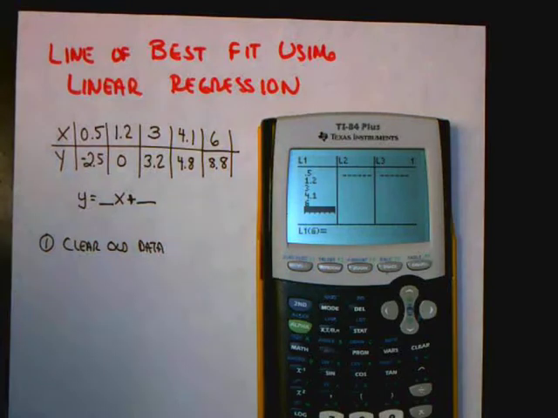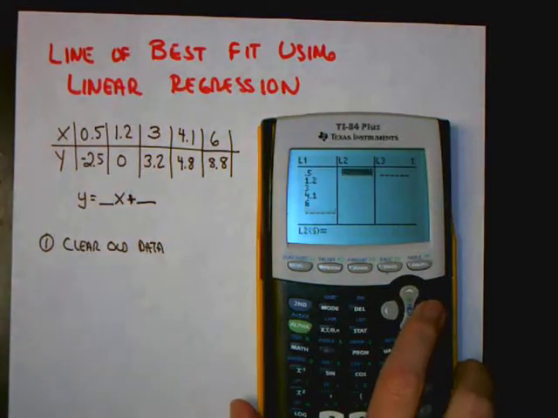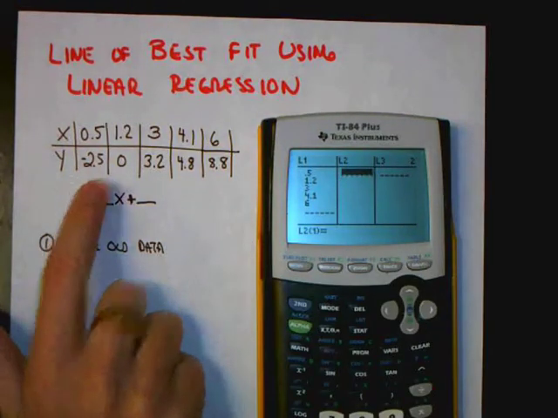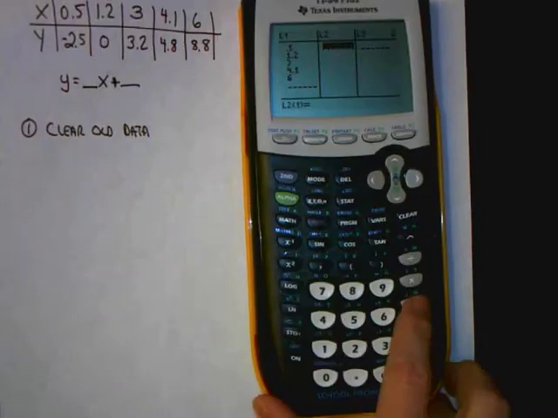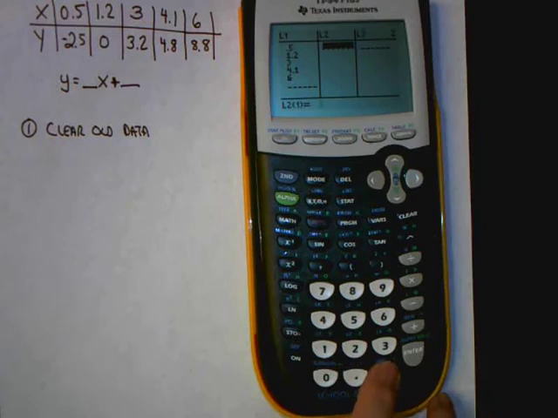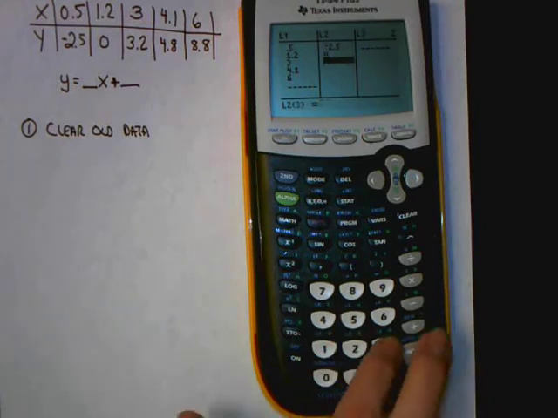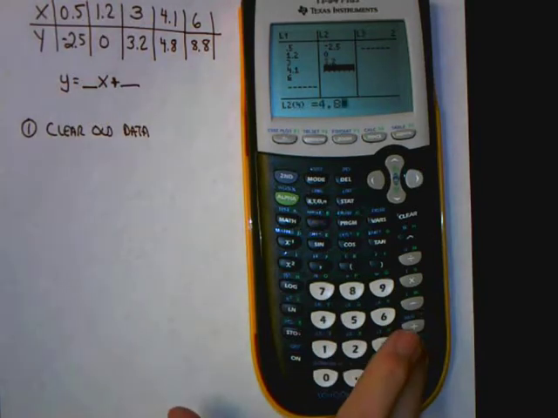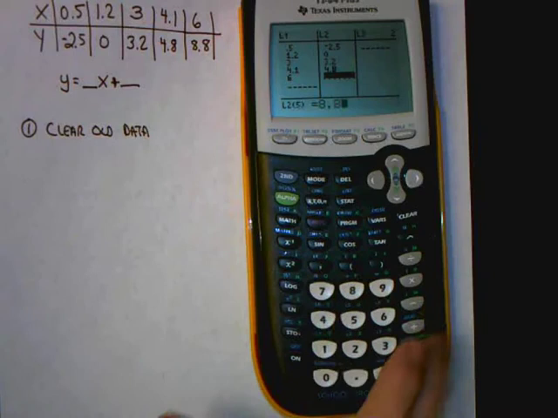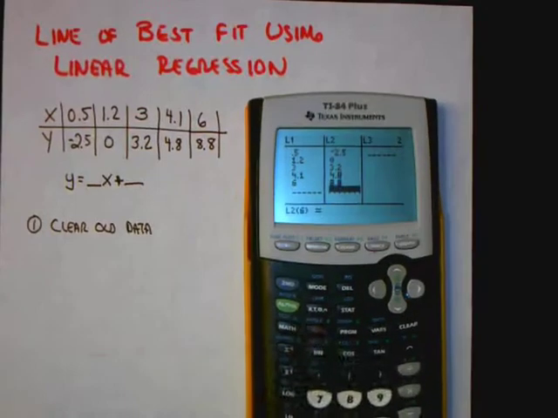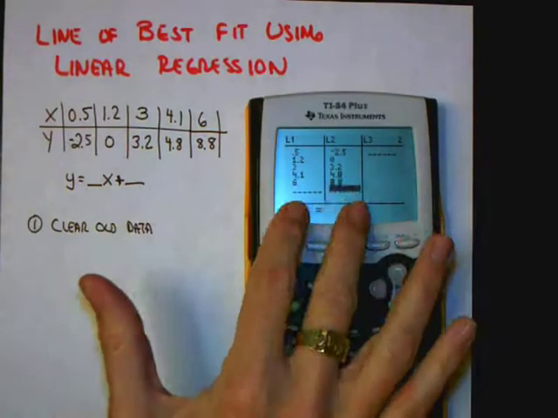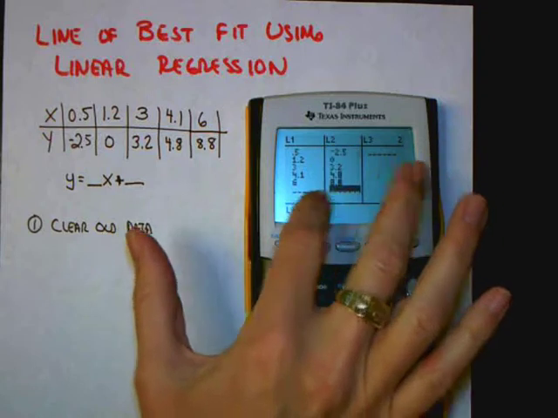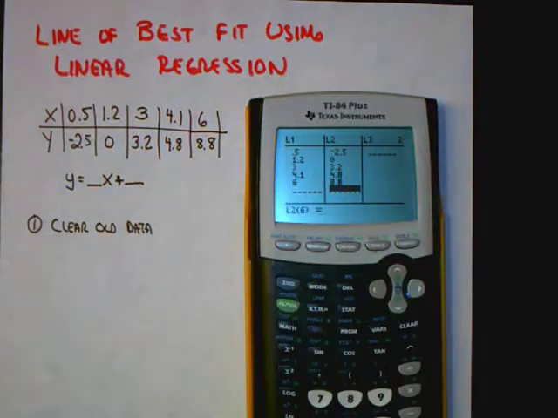So now I have my data points entered here. I can use the right arrow key to move over to list 2, where I'll enter the Y values. Negative, make sure you use the negative key down here, not the subtraction key when you're entering negative numbers. So negative 2.5, enter 0, enter 3.2, enter 4.8, enter 8.8. It matters that the length of your 2 lists matches each other. If you have more Y values than you have X values, you're going to get an error message.